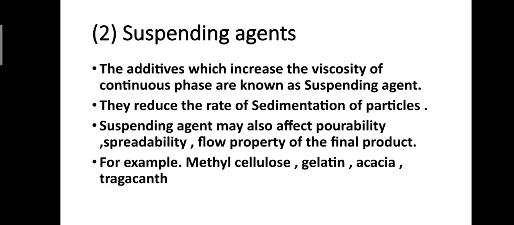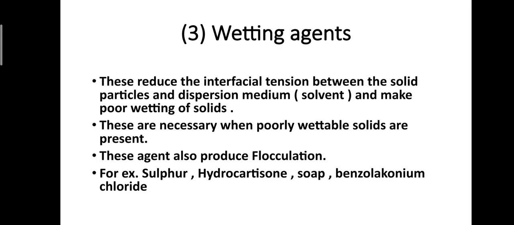Second, suspending agents. The additives which increase the viscosity of the continuous phase are known as suspending agents. They reduce the rate of sedimentation of particles. Suspending agents may also affect pourability, spreadability, and flow property of the final product. For example, methyl cellulose, gelatin, acacia, and tragacanth are suspending agents.